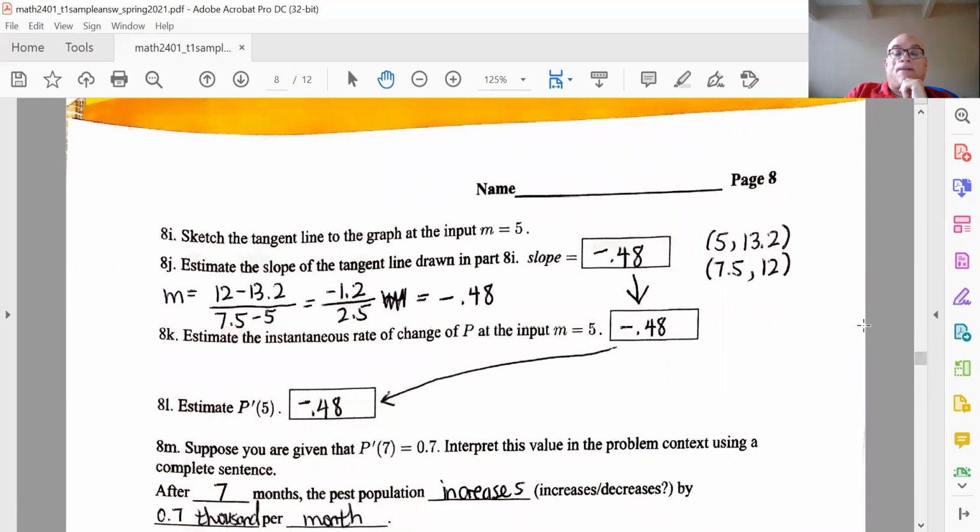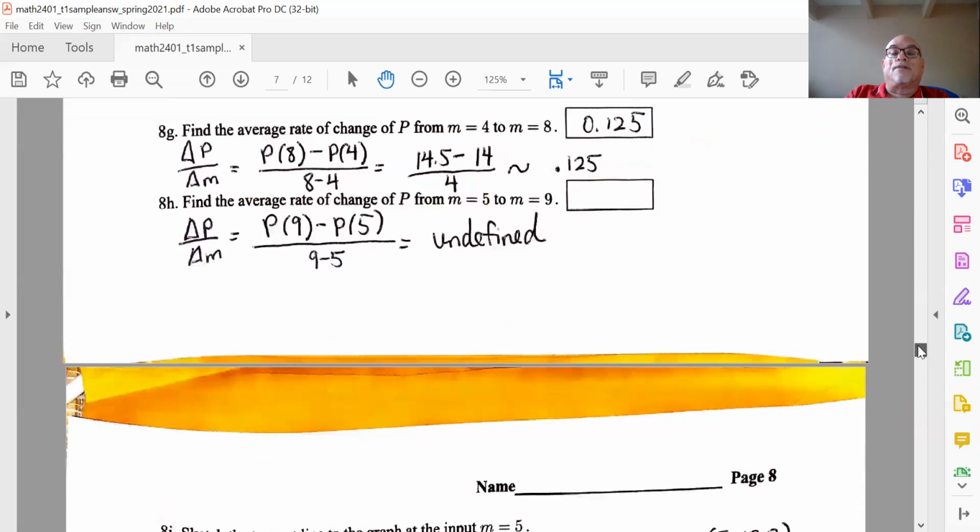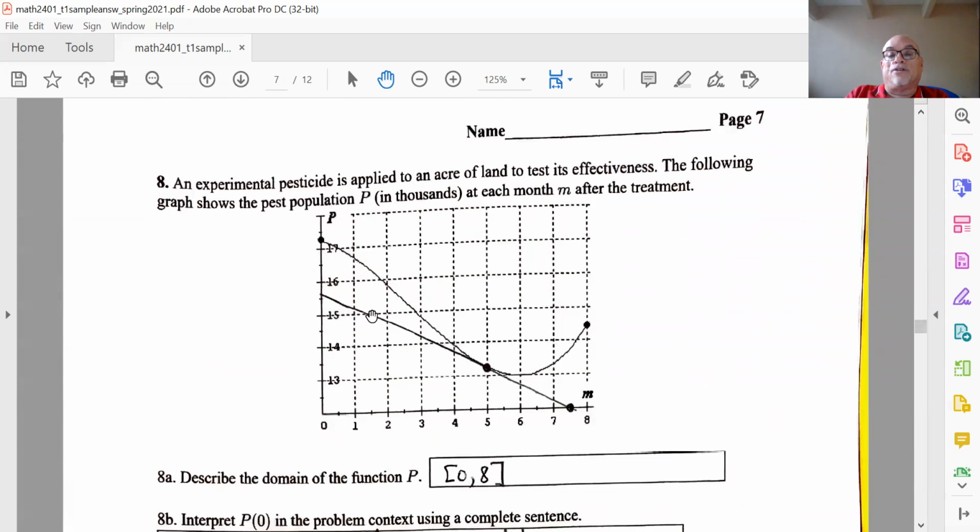All right, now keep going here. In part I, it says sketch the tangent line to the graph at the input 5. So here you're going to have to do it by hand, and that's what I have drawn in here. I drew this in by hand. There's the input 5, and there was my guess for what the tangent line would look like at the input 5. If you draw this tangent line, you may draw it a little bit steeper or a little bit flatter, but you'll come up with something pretty close to what I drew. It will look about like this.